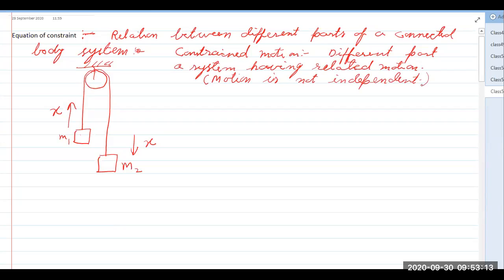So now we will see how we can find the constraint relation. How can we find the constraint relation of different objects? We will take a simple example. Suppose we consider this example one. Suppose we have a pulley and we have an object like this and we have another object like this. So this is M1 and this is M2. We have to find what the relation between the motion of these two objects will be.